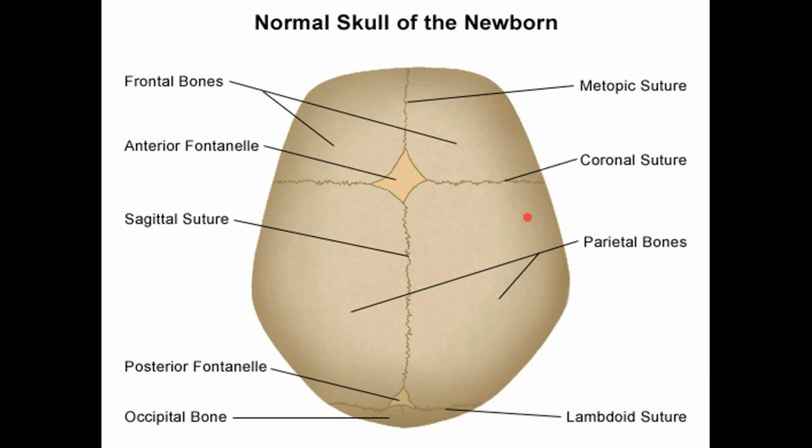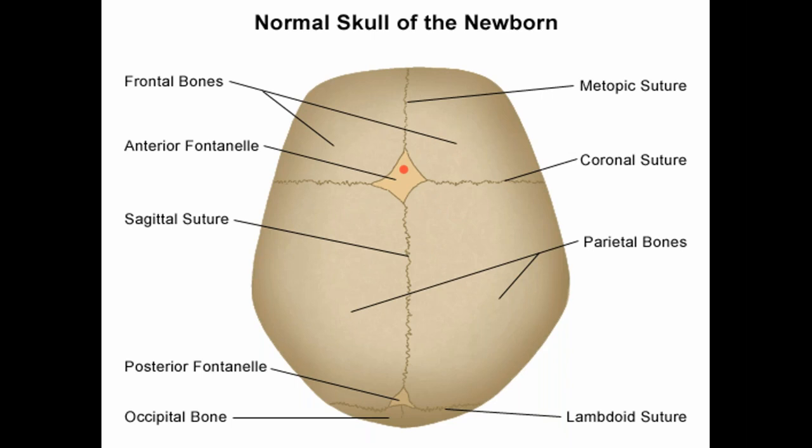What about the position? Position is the relationship of a fixed part of the fetus to the maternal pelvis. Yes, excellent. So this is an important definition. And the station is the level of descent of the presenting part in relation to the maternal pelvis. This is very important to know in labor.